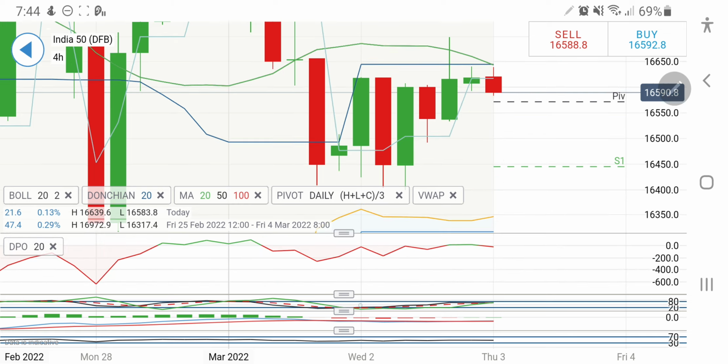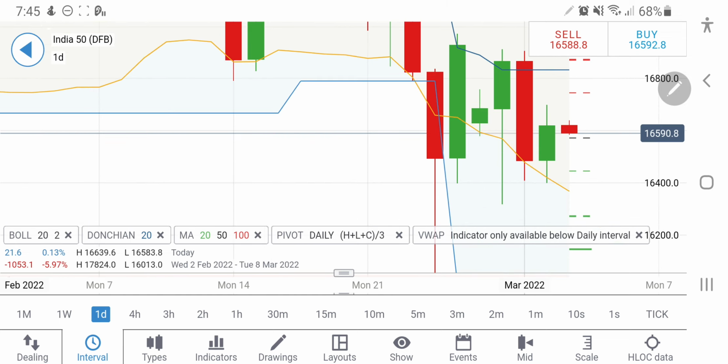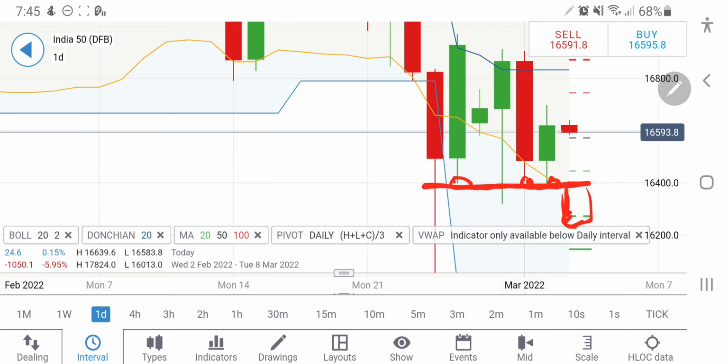On the daily charts, one observation I am again and again sharing, 16,400, very strong support here. 1 2 3 candles getting it bounce back, or we have seen it reversing from those levels. Any break below 16,400 is a very good indication that it will drop high and drop sharp. This time the drop could be sharp enough to take it towards 16,300, 16,200 zone.